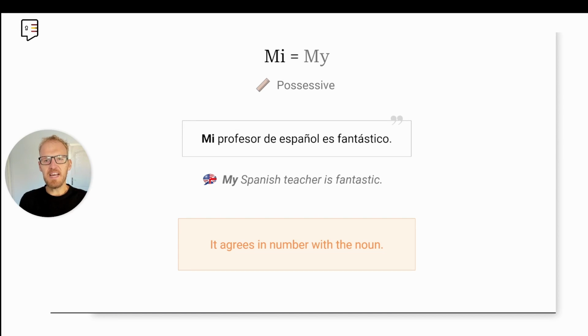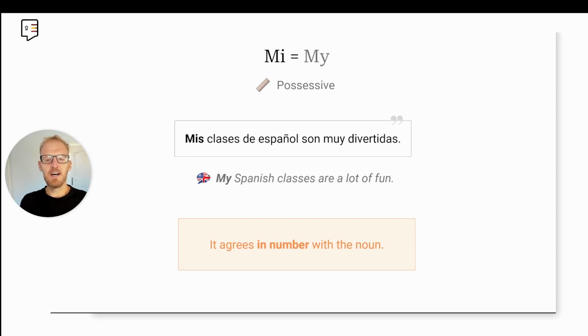Yo is I. And then we have mi, which is a possessive, my. So, mi profesor de español es fantástico. My Spanish teacher is fantastic. And also, keep in mind that possessives in Spanish agree in number. So that is, mis clases de español son muy divertidas. My Spanish classes are a lot of fun.